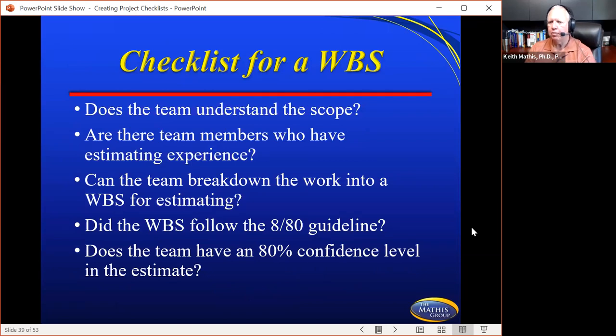Now, checklist for a WBS. So let's go a little specific here. Does the team understand the scope? Are there team members who have estimating experience? Can the team break down the work into a WBS for estimating? Did the WBS follow the 8/80 guideline? Does the team have an 80% confidence level in the estimate that was created? So great examples. And you notice how it's very precise, very specific. Metrics are in there to allow your team to evaluate, are they meeting this or not?